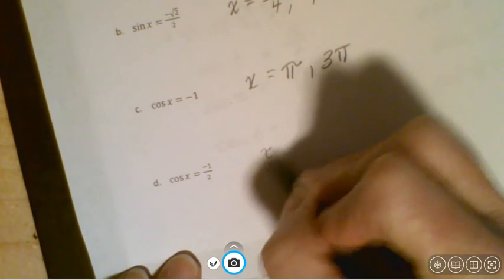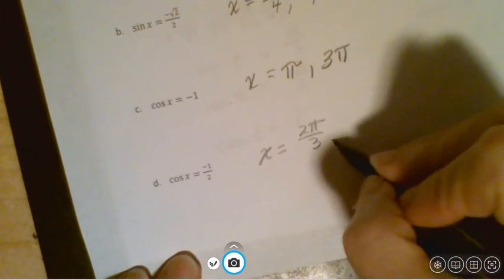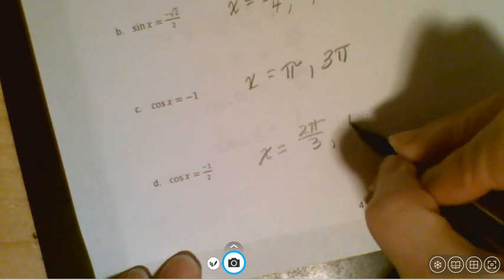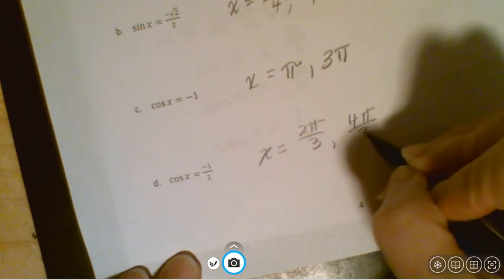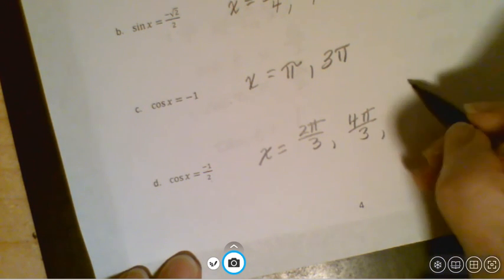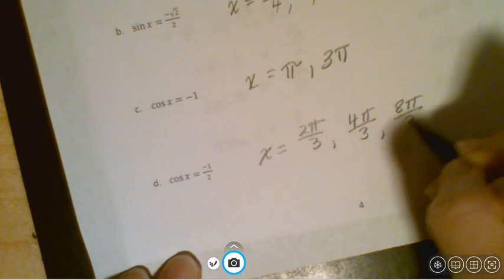where are we going to see cosine negative 1/2? Looking at your unit circle, where do you see that happen? Of course, the cosine is the x-coordinate, and the x-coordinates are negative in the second and third quadrant, right? So we see this happen when x is equal to 2 pi over 3, and then it'll happen again as we continue our revolution at 4 pi over 3, because it happens in 2 quadrants. And then add 2 pi to get the other 2. So we get 8 pi over 3 and 10 pi over 3.